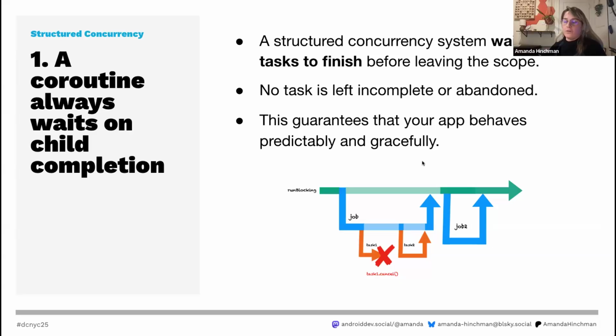So the first rule of structured concurrency is that a coroutine always waits on child completion. A structured concurrent system waits for all tasks to finish before leaving the scope, and no task is left incomplete or abandoned. So this will guarantee that your app behaves predictably and gracefully.